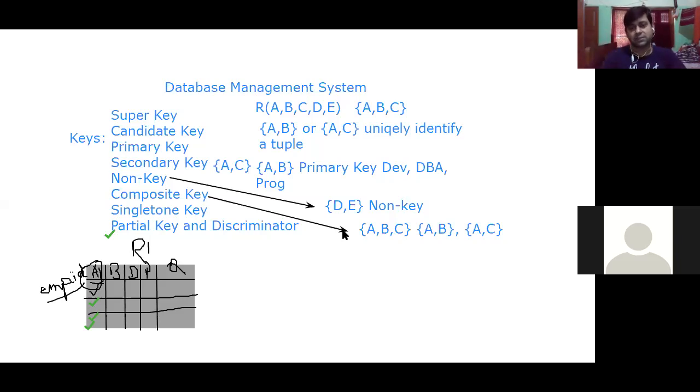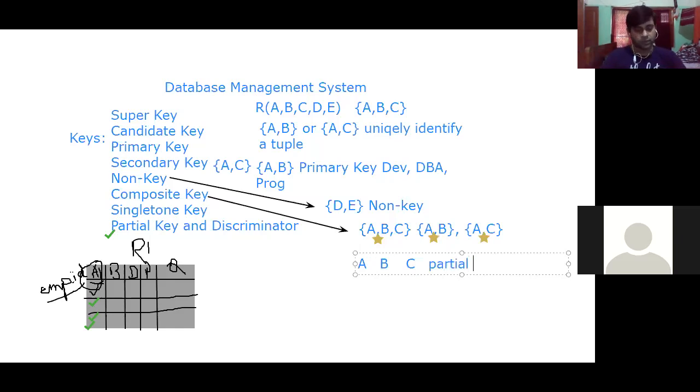So partial key is only possible to exist in a composite key. Here ABC is the first example, and AB is also an example, AC is also an example. These are examples of composite keys, and we can divide them into A separately, B, C separately. They separately are partial keys. So these are examples of partial key.